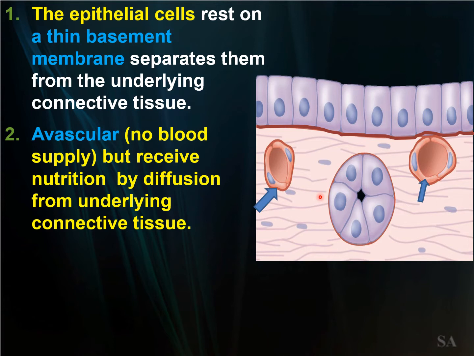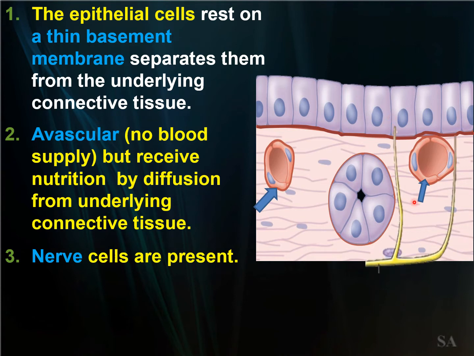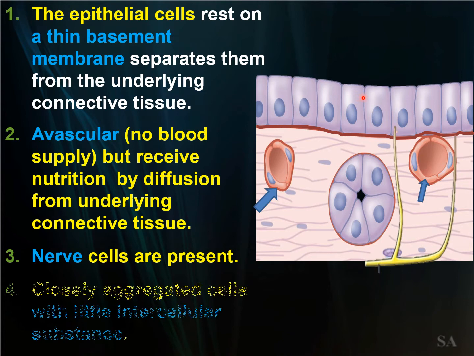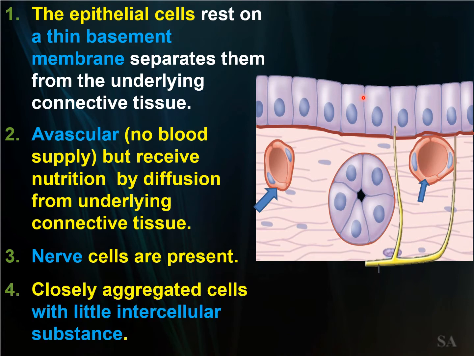This basement membrane separates the epithelial tissue from the underlying connective tissue. The epithelial cells are avascular. They have no blood supply, but they receive their nutrition by diffusion from the underlying connective tissue vessels. There are many nerve cells which supply the epithelial cells. These are the nerve fibers which supply the epithelial cells. The epithelial cells are aggregated to each other with little intercellular substance.